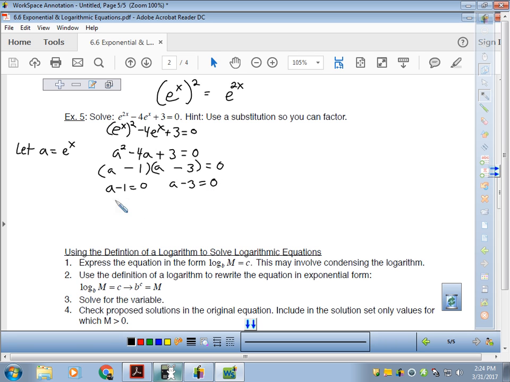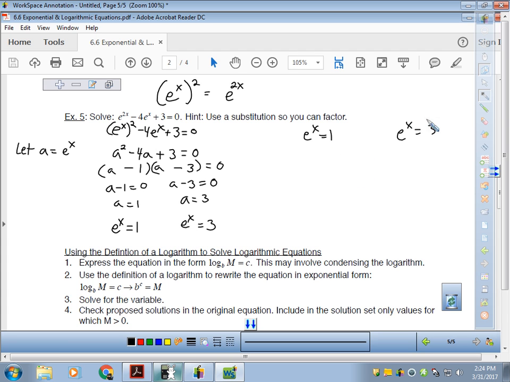And we can solve. And so we get a equals 1 and a equals 3. Now here's the thing though. We didn't start with a. What did we start with? Well, if we look over here, a was actually e to the x. So what we really have is e to the x equals 1 and e to the x equals 3. And so we need to solve those equations. So I'm just going to rewrite them up here. e to the x equals 1, e to the x equals 3.